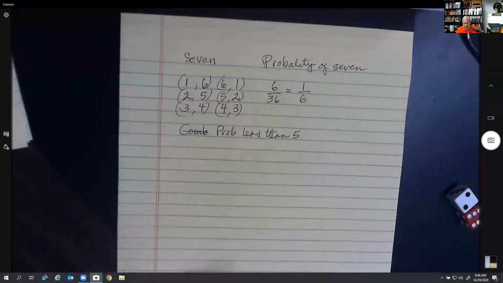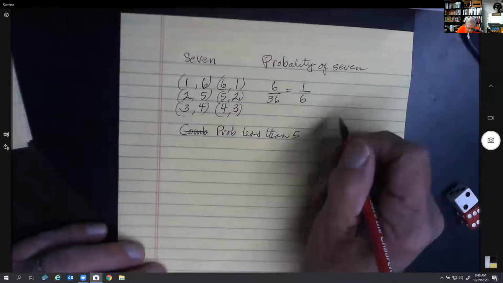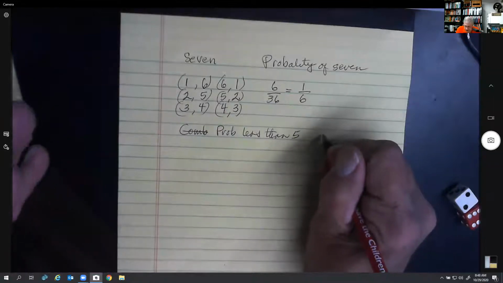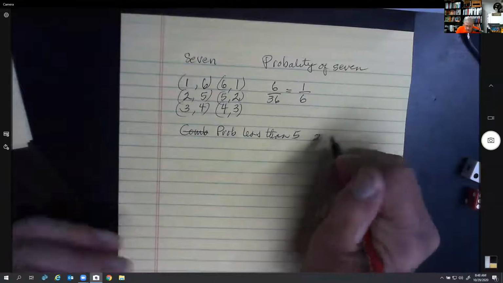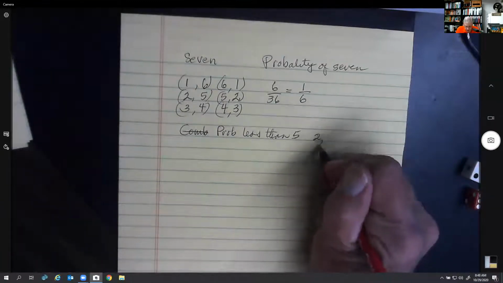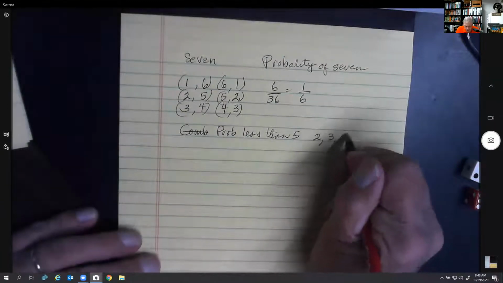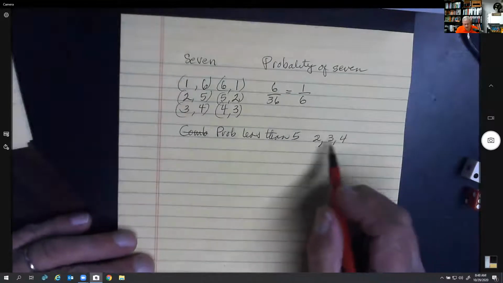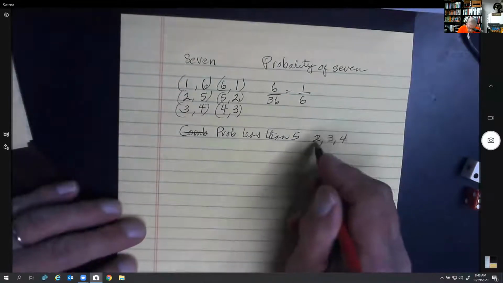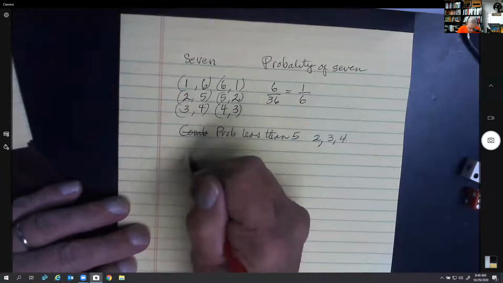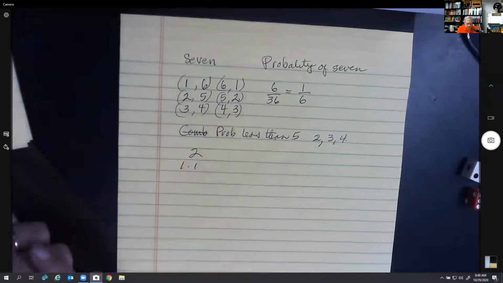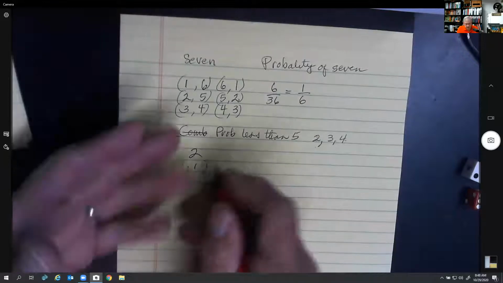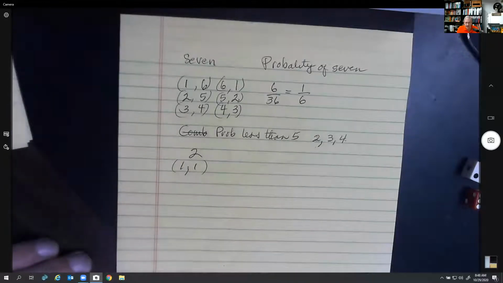Can I use the 5? No, it has to be smaller than 5. So I want the combinations that could give us, we can't roll a 1 with 2 dice. So what's the probability I roll either a 2, a 3, or a 4? We might say 3 out of 36. No. How many combinations make 2? To make a 2, there's only one way, a 1 and a 1. And we don't want to switch those, so that's it.